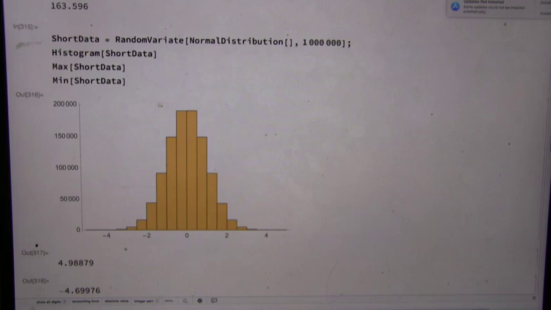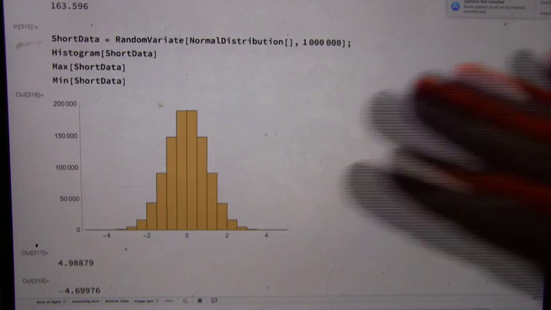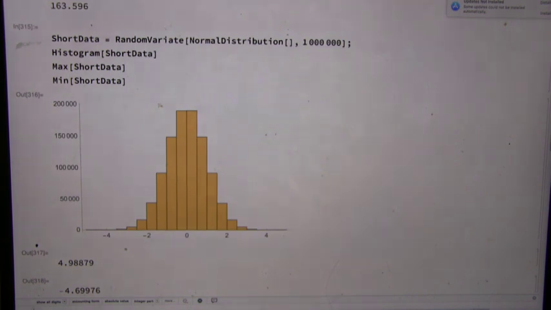Okay. All right, cool. So now we're going to take a look at another kind of distribution called the Cauchy distribution. And we'll see if we can say, hey, yeah, this really looks different than a normal distribution. Okay? All right.